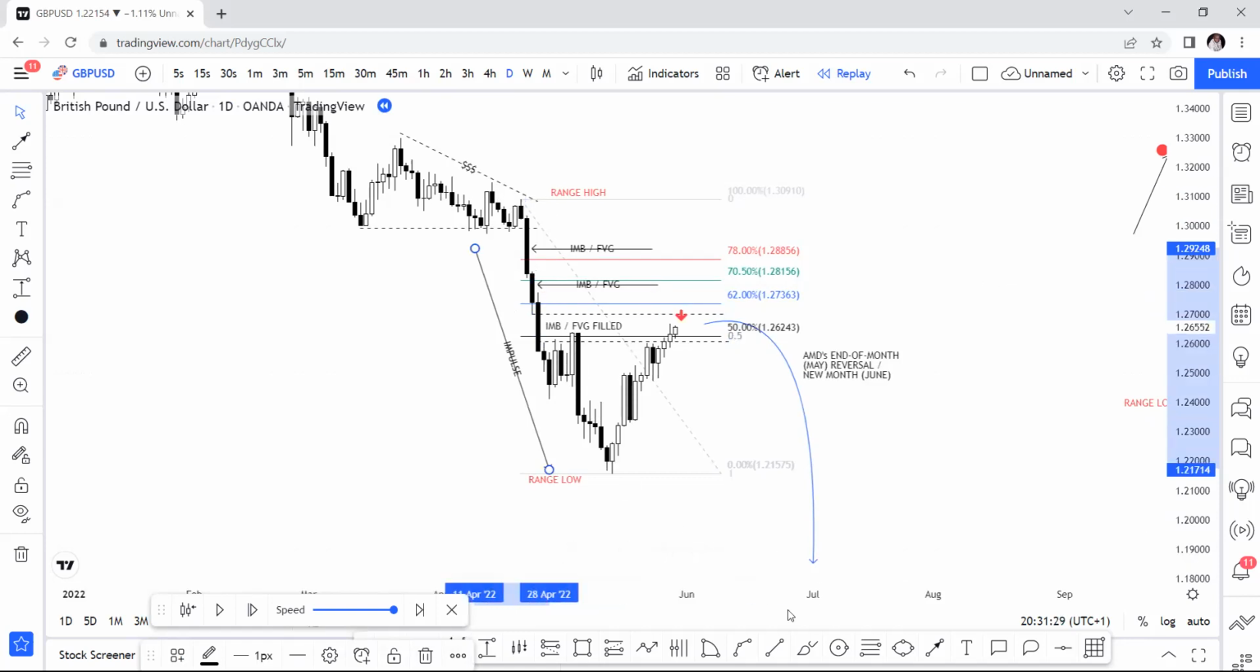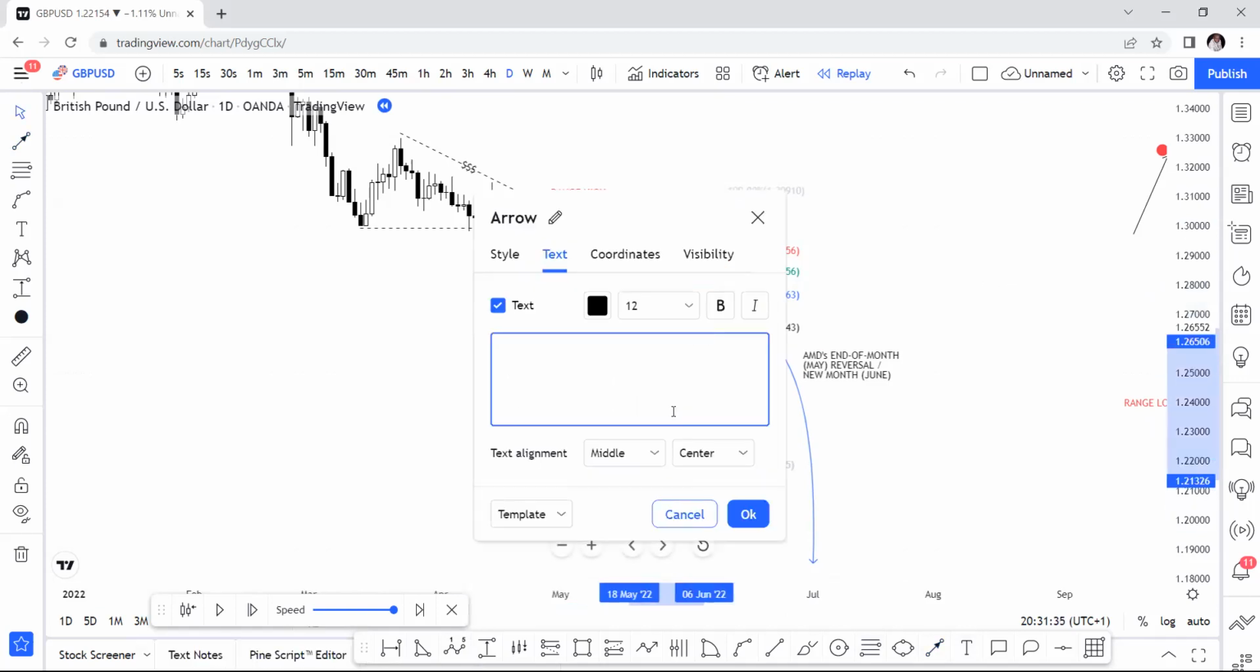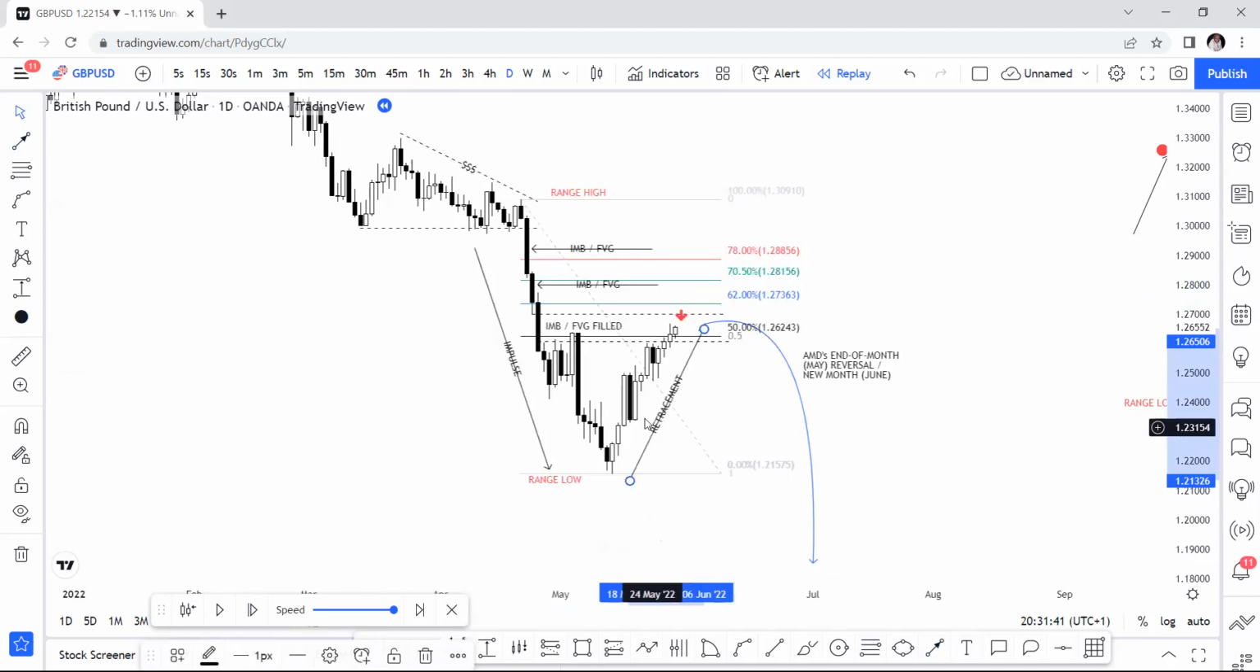Then we will have our induction or correction back inside the range. A correction or retracement back inside the range, which happens above 50, above the midpoint, right? And we have our imbalance of fair value being retested here. Then we're going to see the next move.